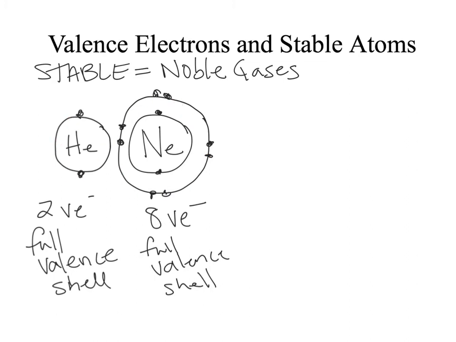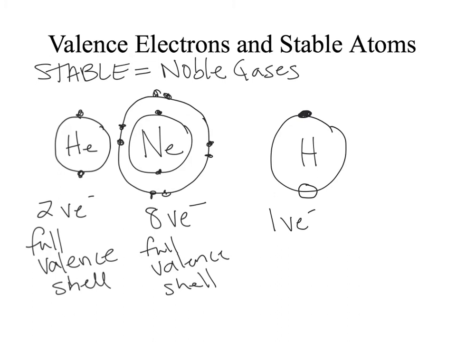Now let's look at an element that's not stable. Let's look at hydrogen. Hydrogen is the first element on the periodic table. It has an atomic number of 1, which means it has 1 proton, and it also has 1 electron. So its first shell contains just 1 electron. So it has 1 valence electron in its outermost shell, and you can see that because it only has 1 shell, it's missing the second electron in order to be stable.